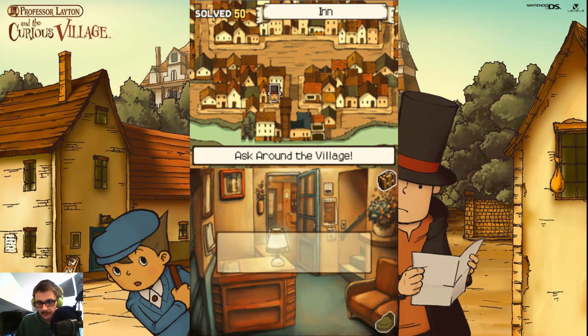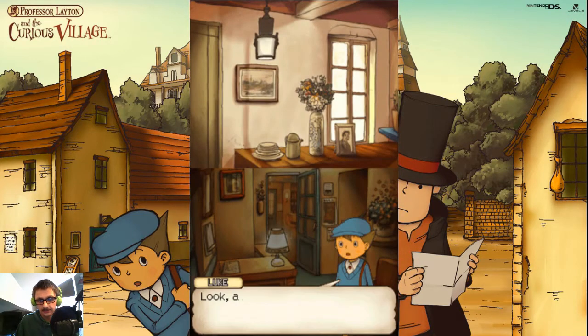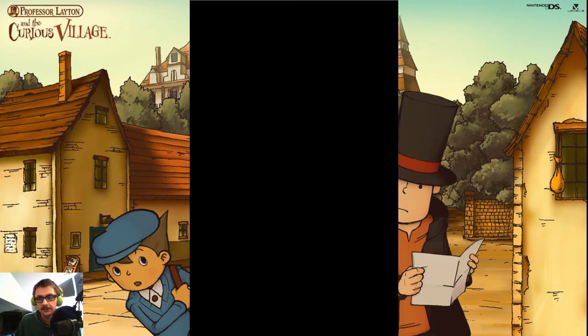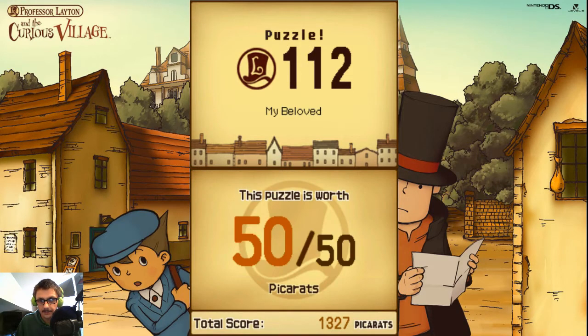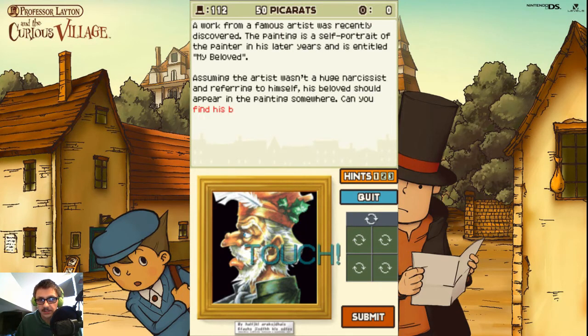No one here. Oh, a puzzle in the drawing. Look, a hidden puzzle. My Beloved. Okay. A work from a famous artist was recently discovered. The painting is a self-portrait of the painter in his later years and is entitled My Beloved. Assuming that the artist wasn't a huge narcissist and referring to himself, his beloved should appear in the painting somewhere. Can you find his beloved?